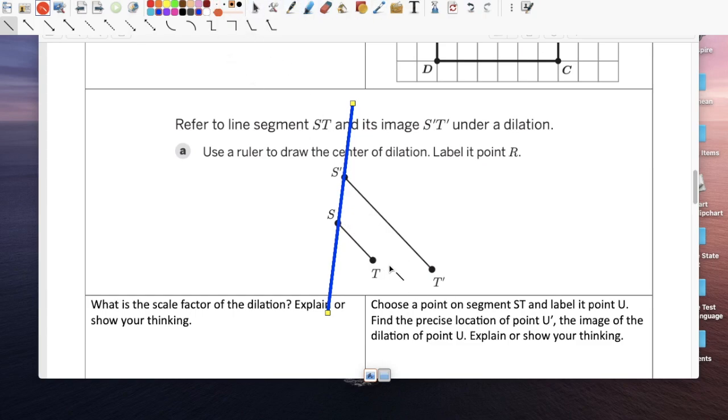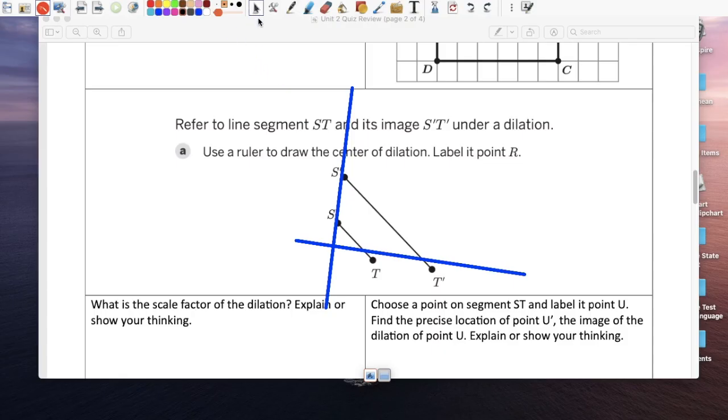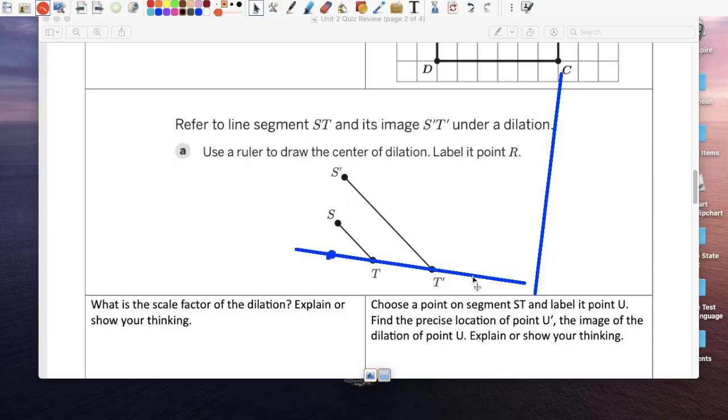I'm going to take point T and T prime, and actually this looks pretty good. So where they both meet is our center of dilation. So this problem started here. Let's see if that is correct.